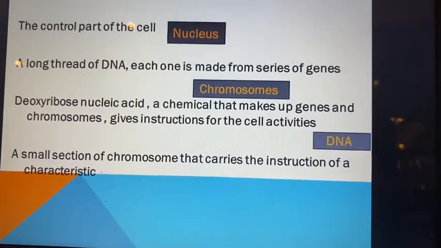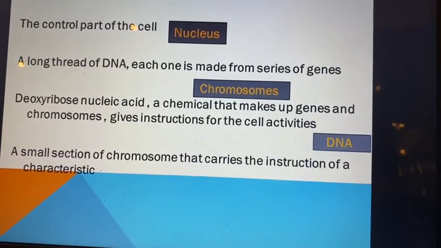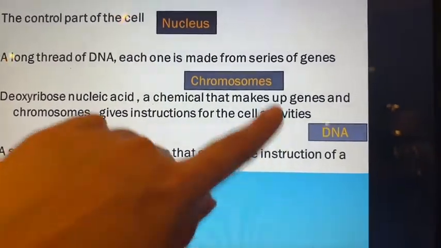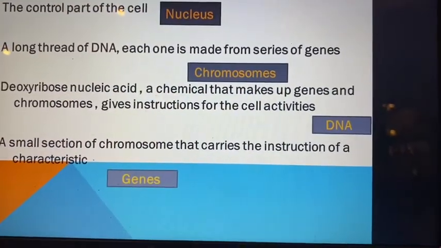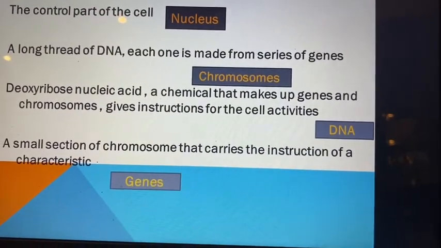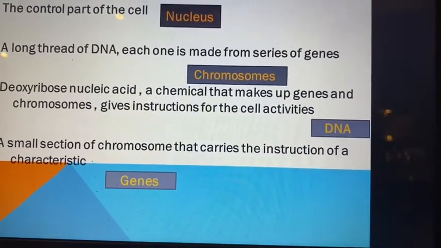The last one, a small section of chromosome that carries the instruction of the characteristic, is the gene. Genes, DNA and chromosomes, they carry the instructions. They carry the code of information of each person. They have the code. Okay?